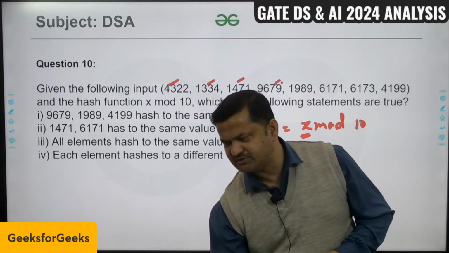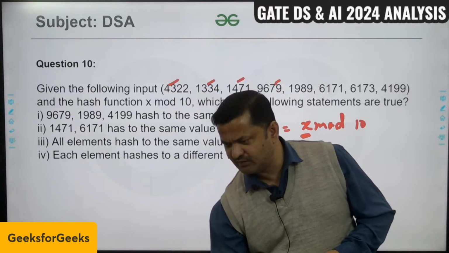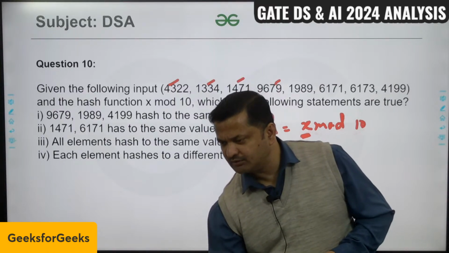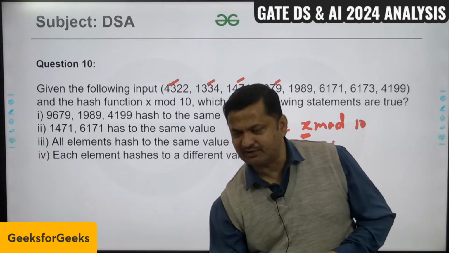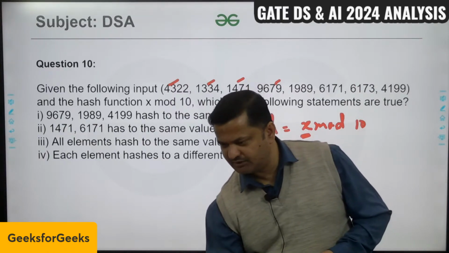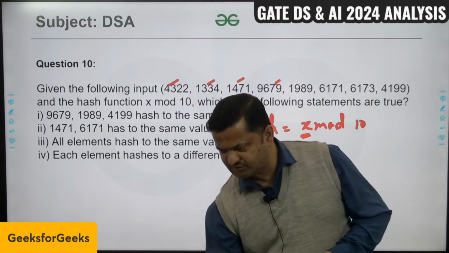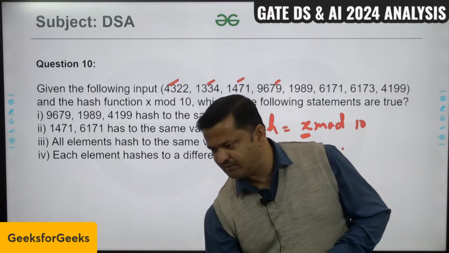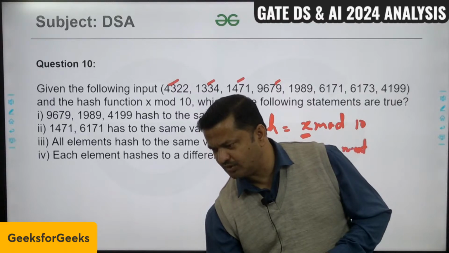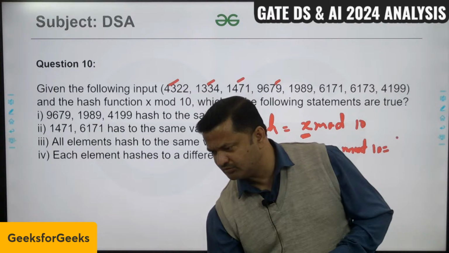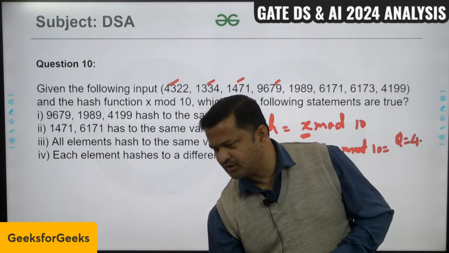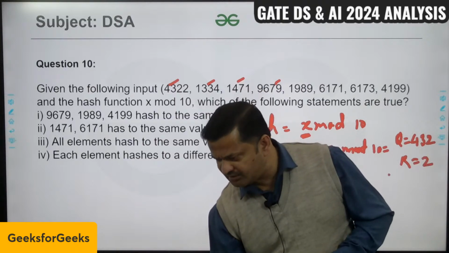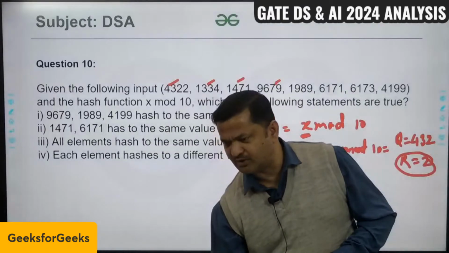Once we replace x with the given value, we compute the mod operation, which simply returns the remainder of the division. Just as a simple example, 4322 is going to be divided by 10. We compute the mod, that means the remainder, and dividing gives the quotient 432 and the remainder 2. This remainder is treated as the index corresponding to this value.